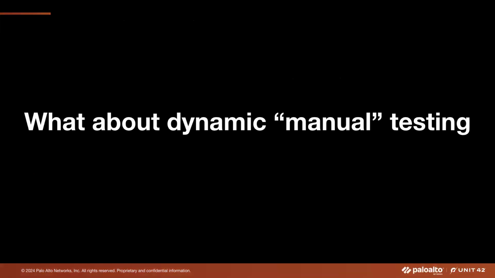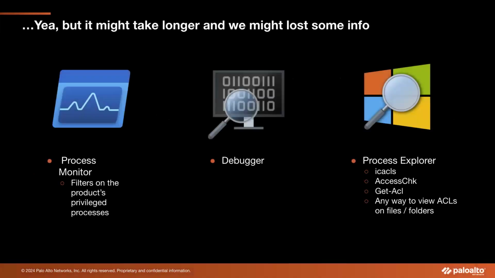But what about dynamic manual testing? So yeah, if you search on the internet, maybe you're going to find the typical scenario, right? You open the service that you're trying to catch the vulnerability for, and you open Process Monitor and try to see and filter if at some point the program accesses non-privileged folders. And that's the typical scenario.